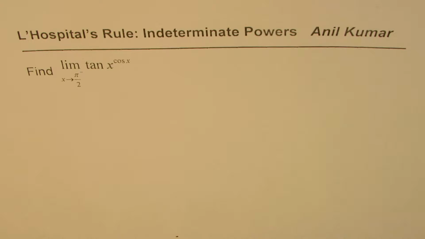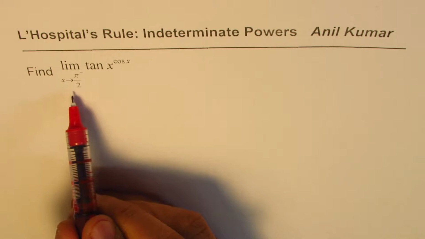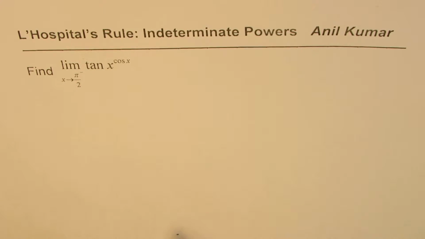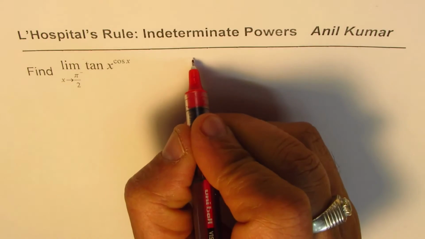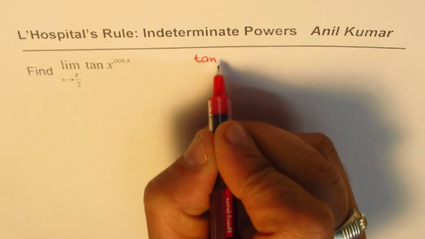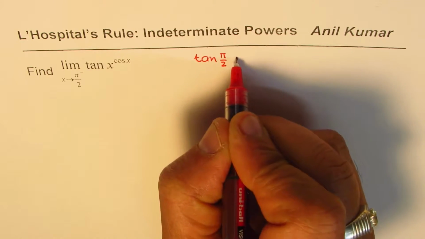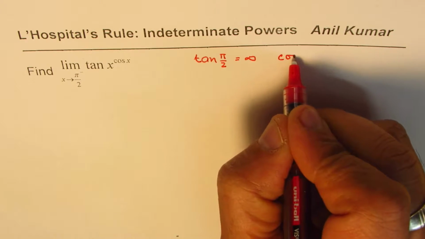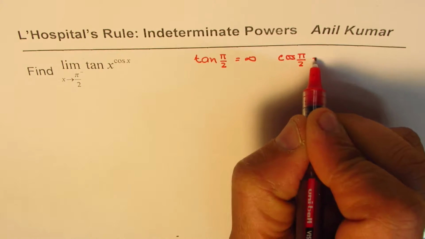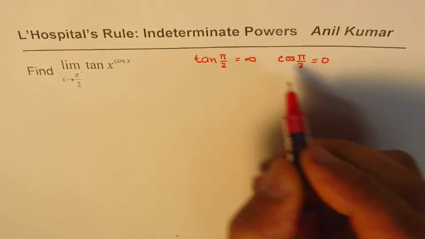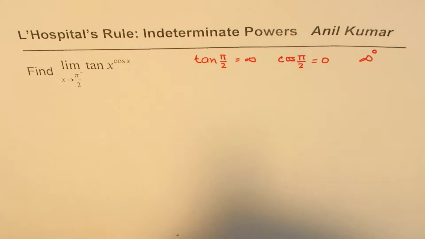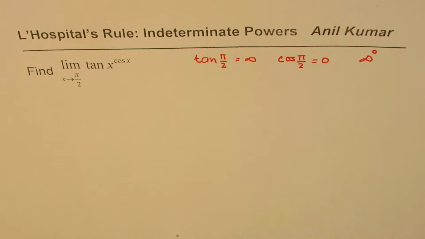The question here is, find the limit as x approaches pi by 2 from the left side, that is minus, of tan x to the power of cos x. Now, what is tan of pi by 2? Tan of pi by 2 is infinity. And how about cos of pi by 2? Cos of pi by 2 is 0, right? So we have a form which is infinity to the power of 0. So that is an indeterminate power. And here L'Hopital's rule can be applied, right?